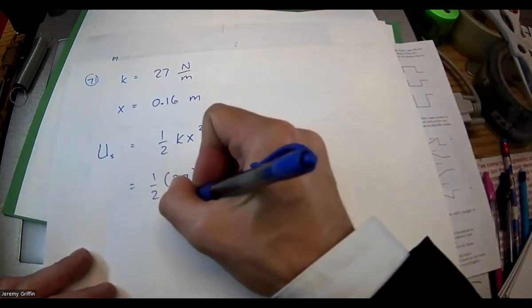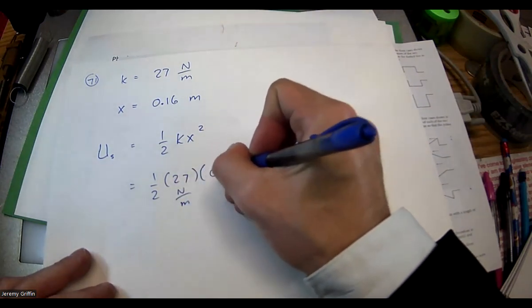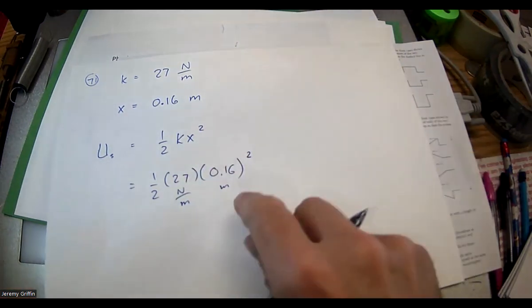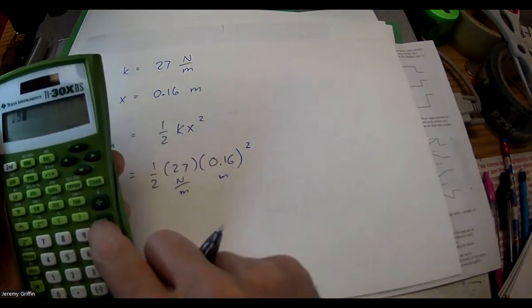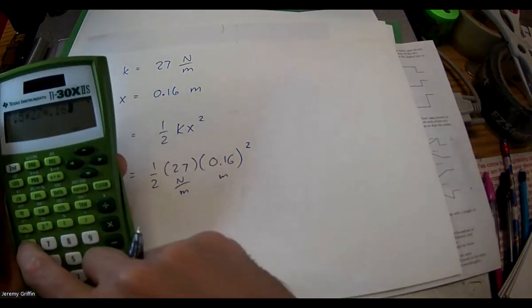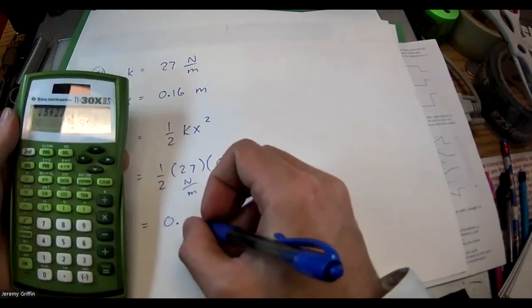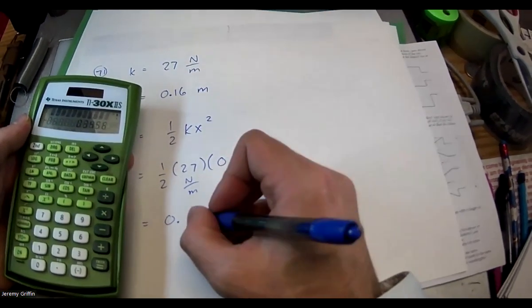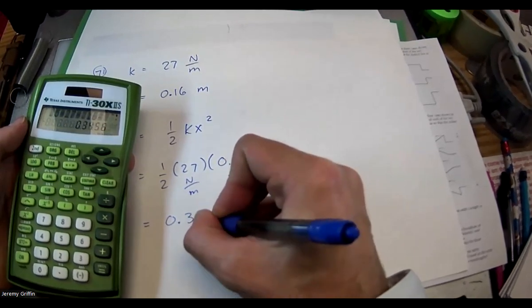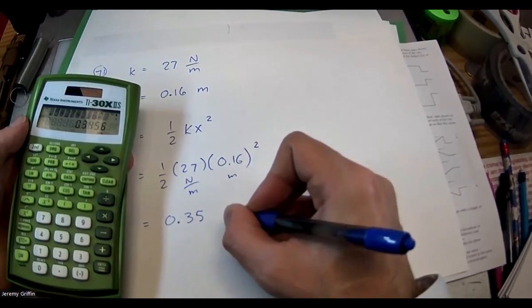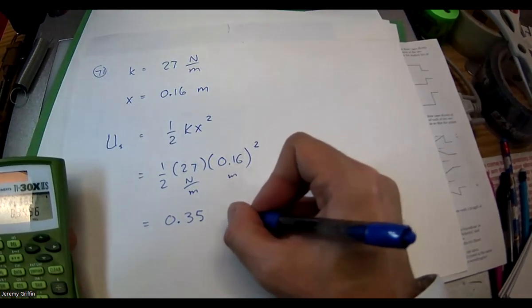27 newton per meter, 0.16 meters squared. Okay, the number on my screen says 0.3456. Now we'll round that a little bit to 0.35. Because that's 0.35 what? What's the unit? Newton meters?